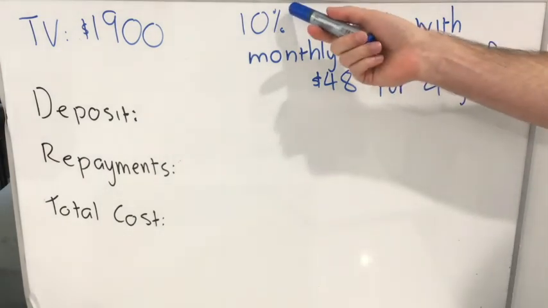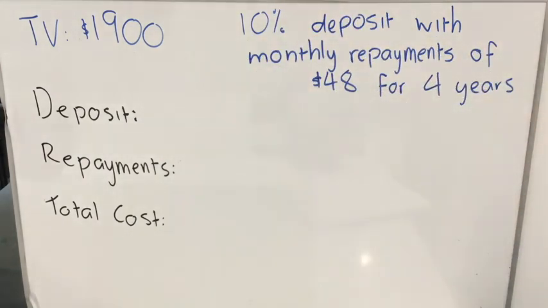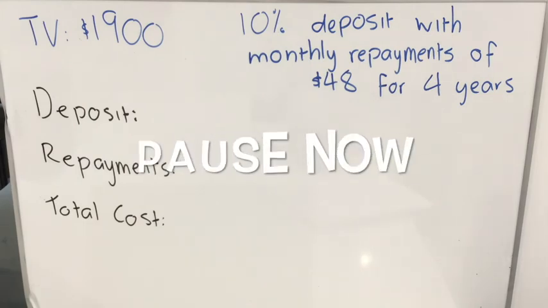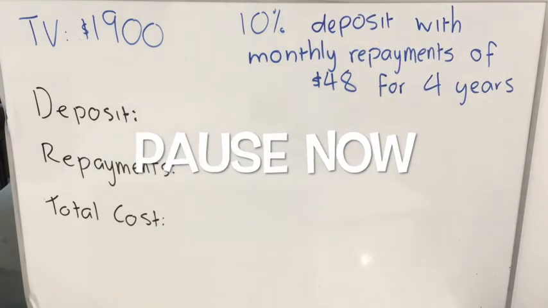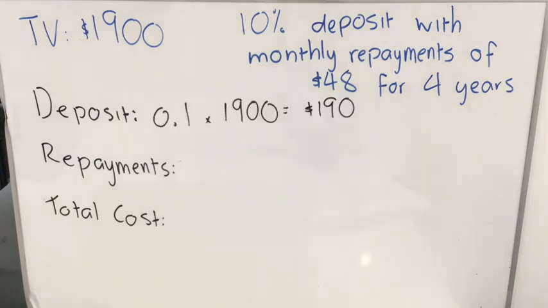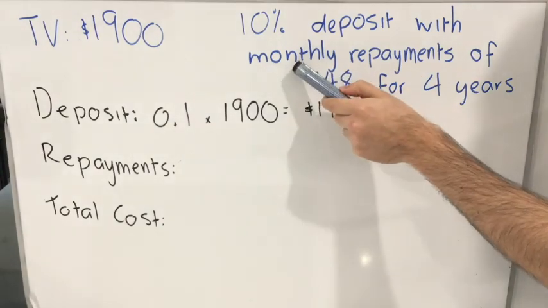Turn the percentage into a decimal to work out the deposit amount. If you've forgotten how to turn a percentage to a decimal, divide that number by 100. Your deposit amount is $190. That means you give the shop $190, you take the TV home with you today. Now let's work out the repayment amount. The repayment amount times the number of payments you're going to make per year.